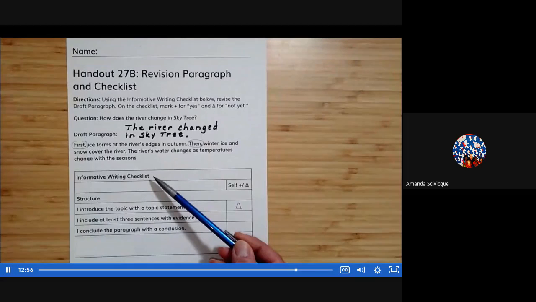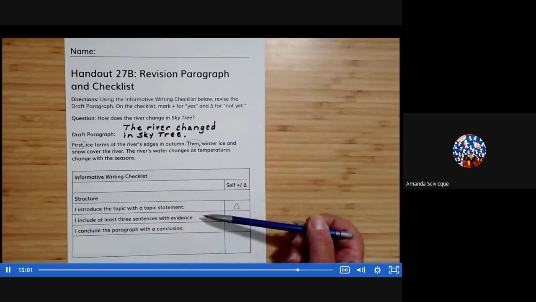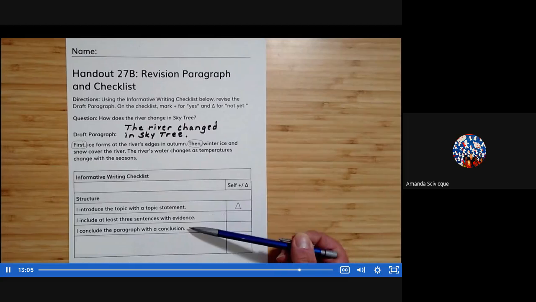Now it's your turn. You'll continue with the informative writing checklist. You'll check to see if there's 3 sentences with evidence and also if there's a conclusion. Remember to use your pencil to find those things in the paragraph. Also, be sure to put a plus sign if you found it in the paragraph and a triangle if it's missing. At the end, if you had a triangle for something, go back and add that into your paragraph.